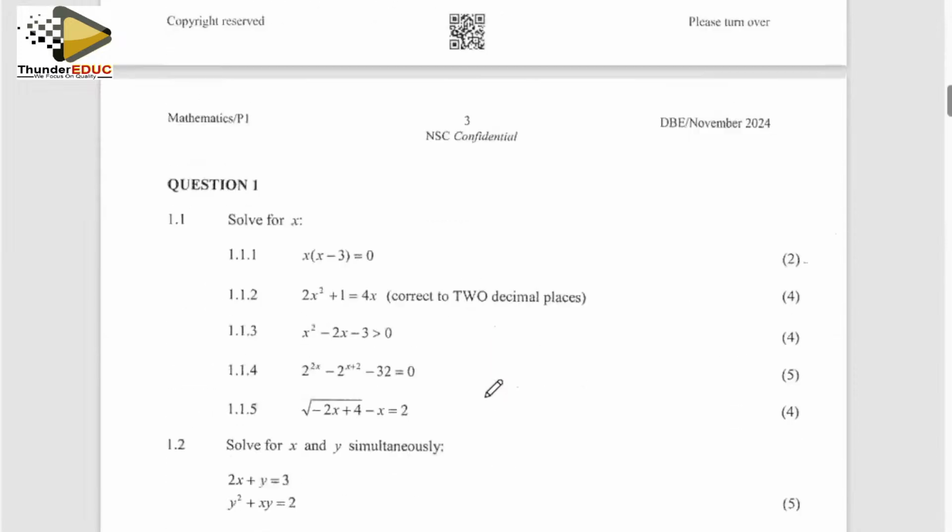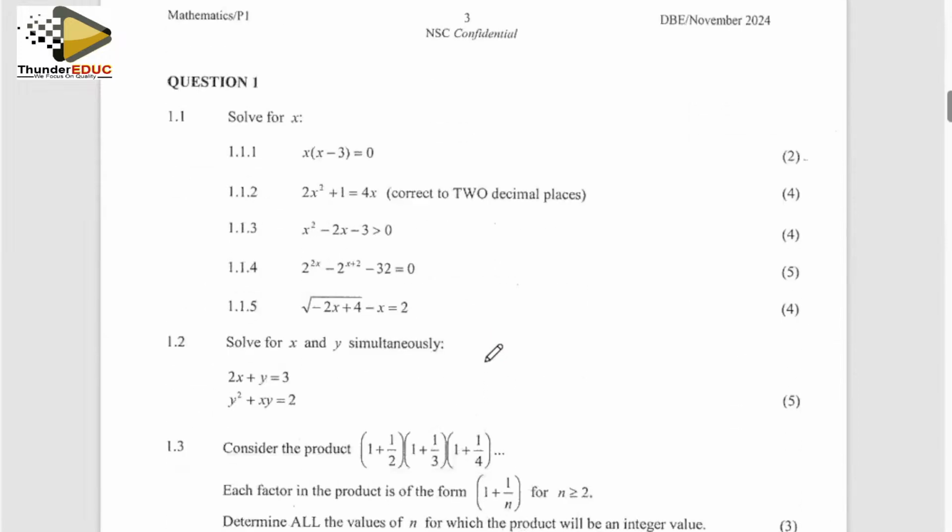All right. Question number 1, as usual, is algebra. In 1.1, they want us to solve for x. In 1.1.1, we have a dot product, or vectors: x multiplied by x minus 3 is equal to 0. So either x is 0, or the entire bracket x minus 3 is equal to 0. When we solve this, x gives us a positive 3. So x is 0 and x is 3. Those are the two answers for 1.1.1.